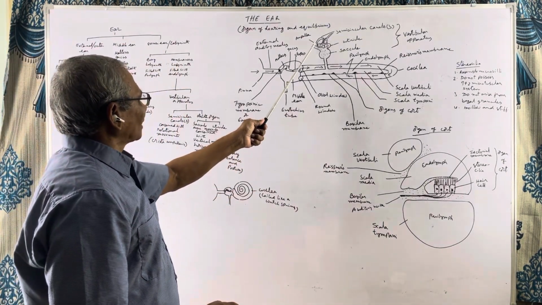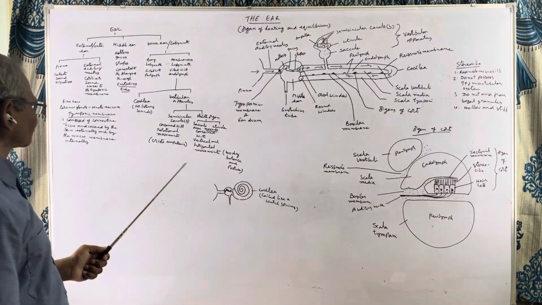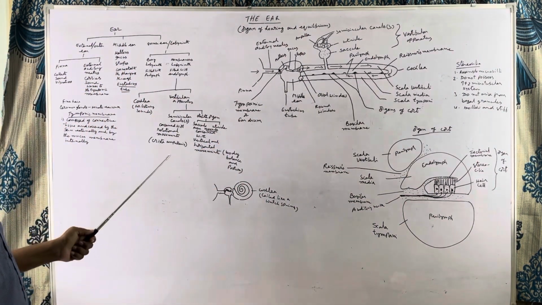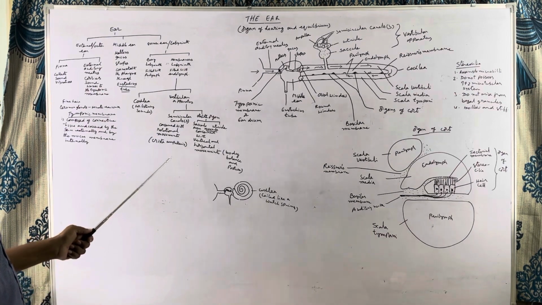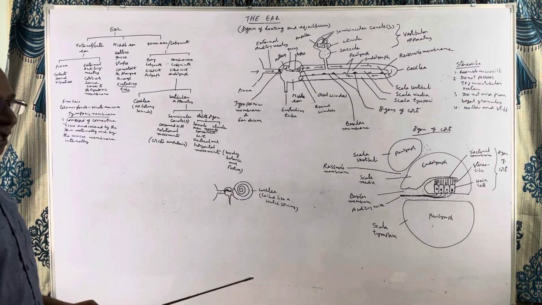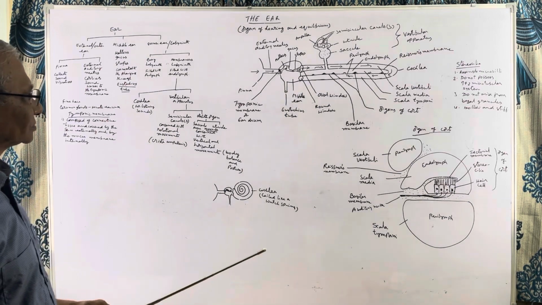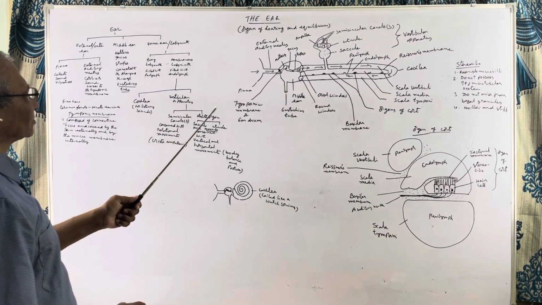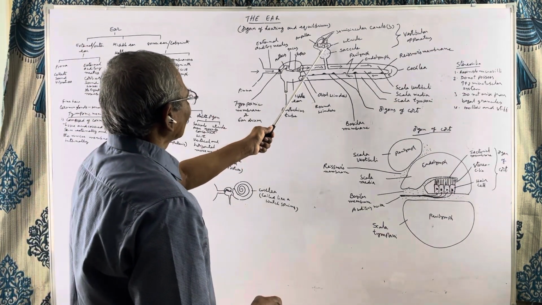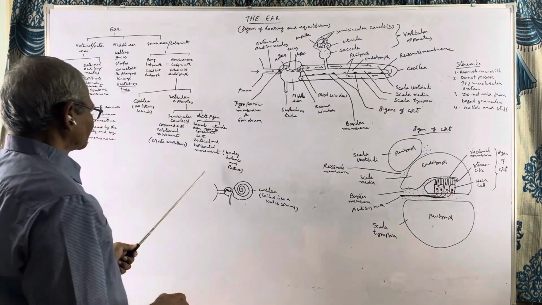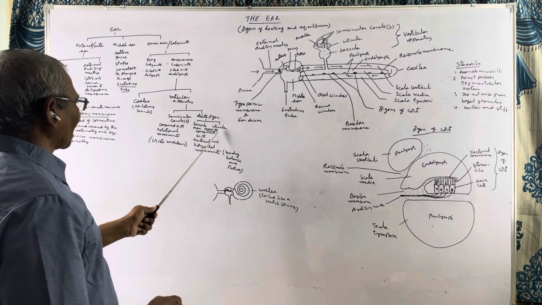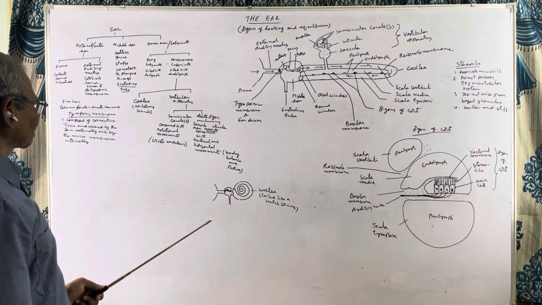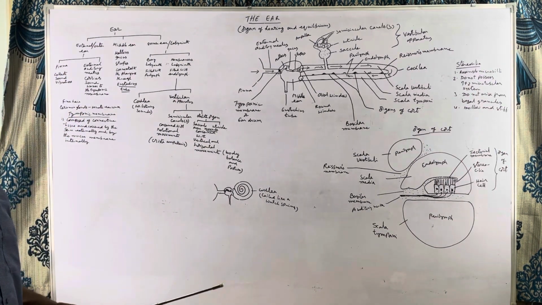In the ampulla of semicircular canals, there are sense organs known as the crista ampullaris. Then, in the utricle and saccule, there are sense organs known as macula. Sense organs called macula. They serve different functions.